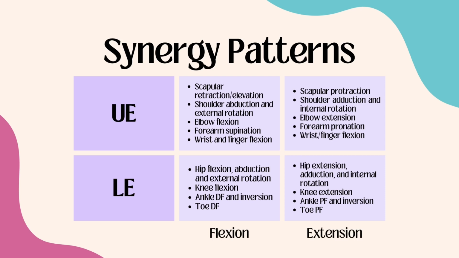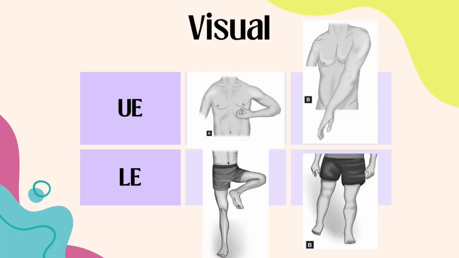So, my next slide is a visual of the synergy patterns because I love a visual. You'll see in the upper extremity flexion synergy pattern that the shoulder is abducted and externally rotated, and that the elbow is flexed and forearm is supinated and the fingers are flexed. In this picture, it doesn't really show that the wrist can also be flexed, and you can't see scapular motion from these angles.